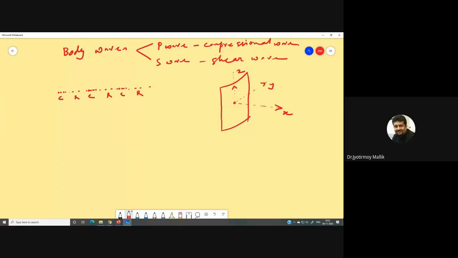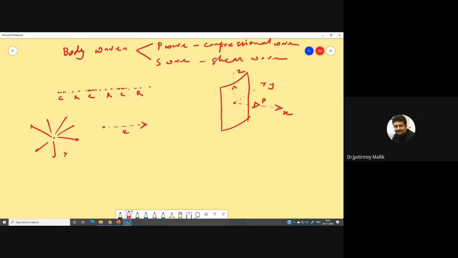Now, let us imagine that currently we are not essentially discussing the full P wave. For simplicity, let us say the P wave propagation is only restricted along the direction of X. So it's not a three-dimensional propagation. It's simply like, from a point source, the P wave is propagating only along the X direction. So let us say this is the direction in which the P wave is propagating.